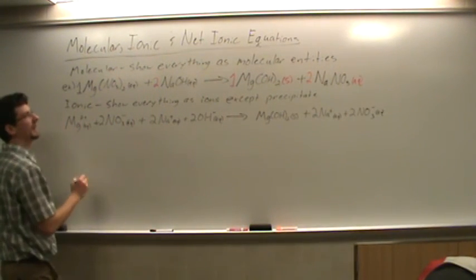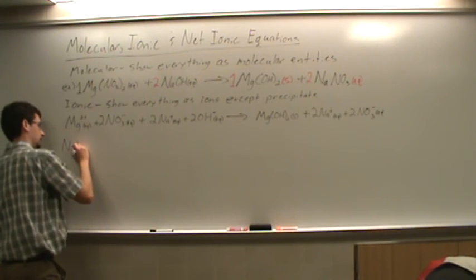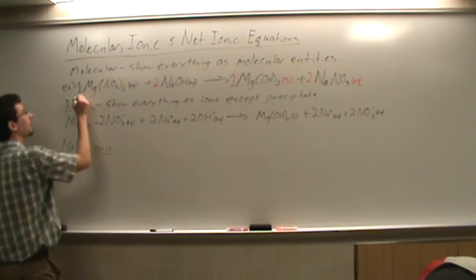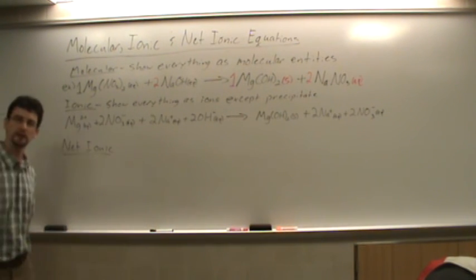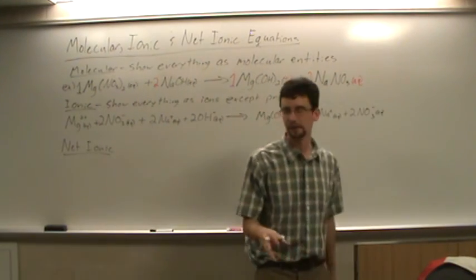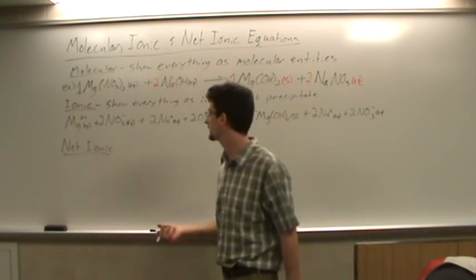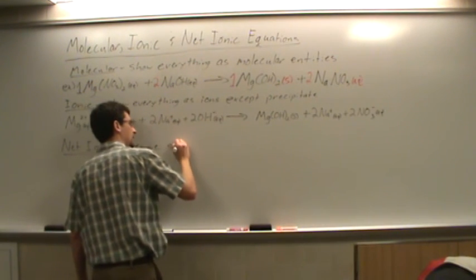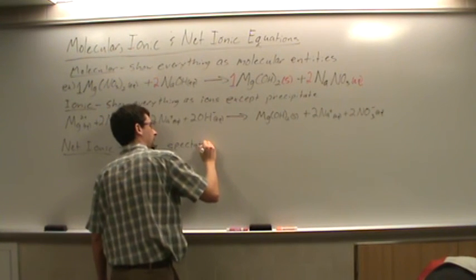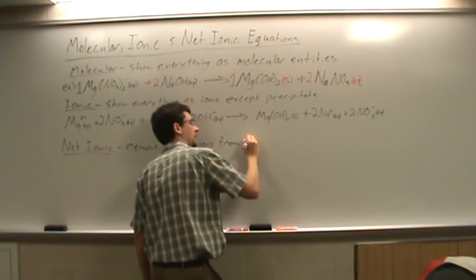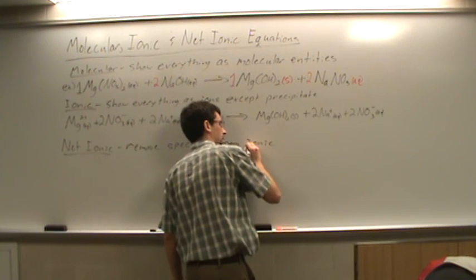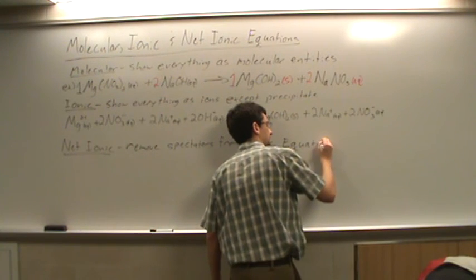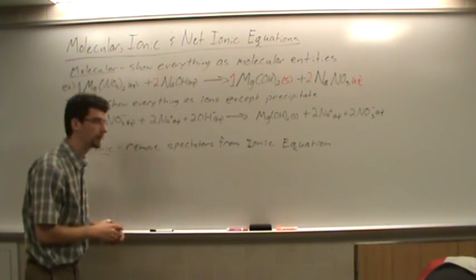So let's write out the net ionic equation. What the net ionic does is it removes all the spectator ions, or the ions that are not important for the chemistry that's going on. So remove spectators from the ionic equation. So we're going to remove those guys.